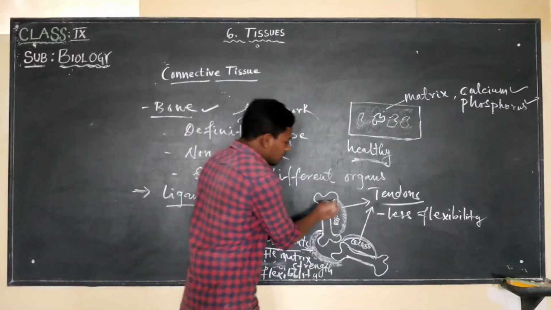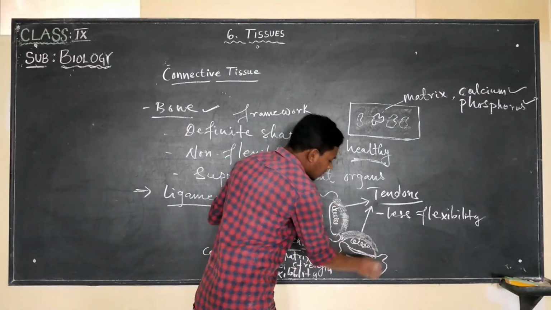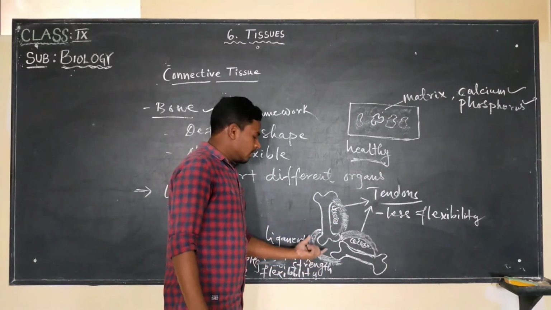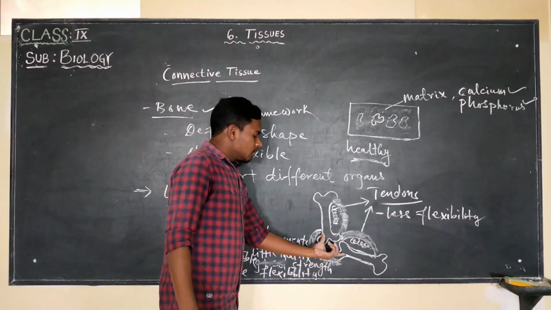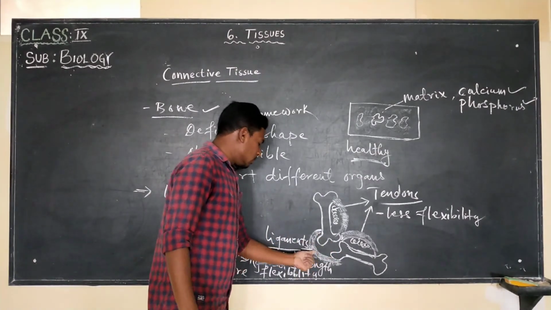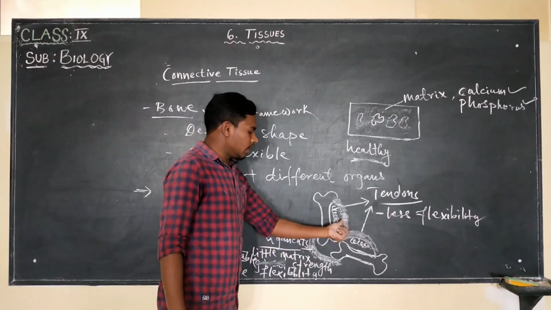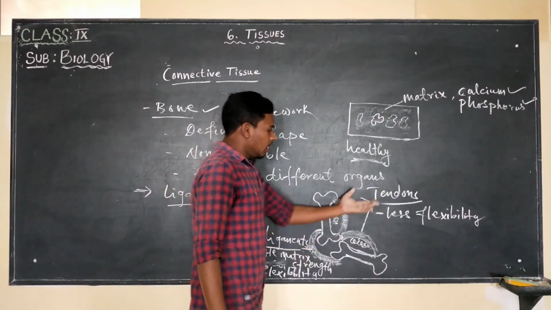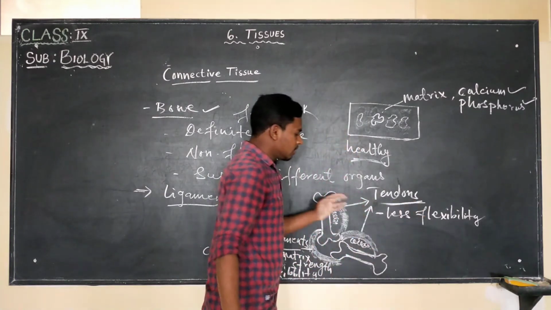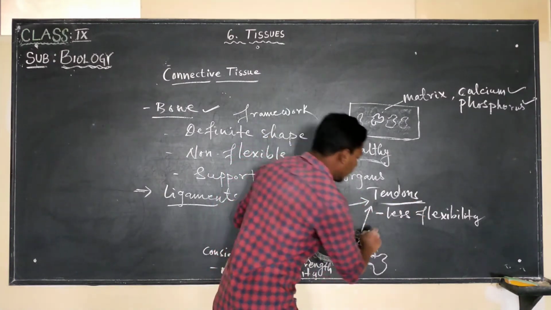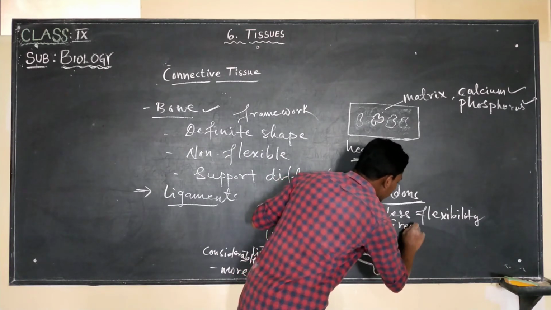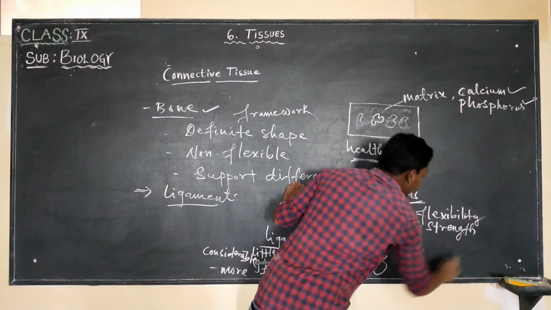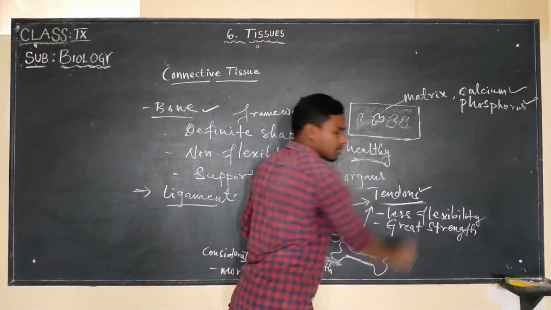So tendons connect muscles to bone, and ligaments connect bone to bone. That means bones are joined by the connective tissue known as ligament, and muscle and bone are joined with the help of tendons. And the characteristic of tendons is that they have less flexibility and they have great strength.